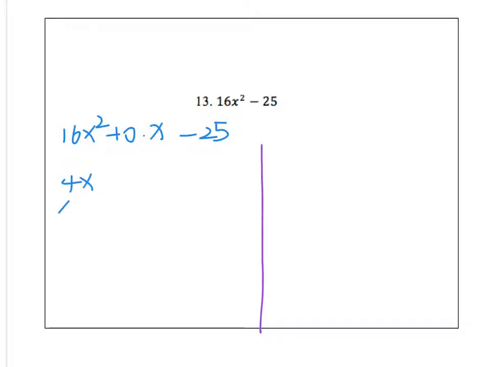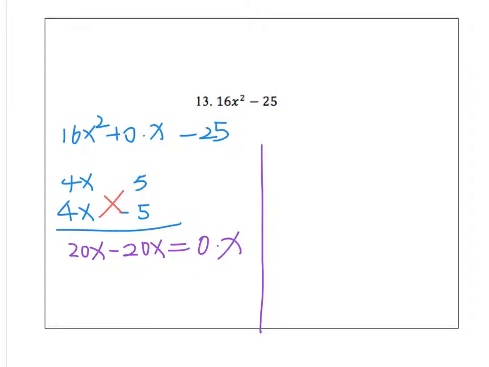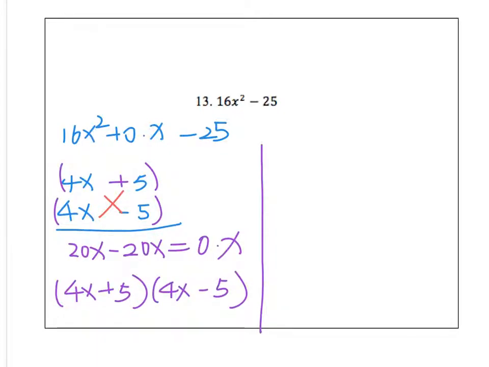I factor the first term, 4x times 4x gives me 16x squared, and I factor my last term, negative 25, so I'm going to do 5 times negative 5. That gives me negative 25. And if I cross multiply, I should have 4x times 5 is 20x, and then negative 5 times 4x is negative 20x, and guess what? I have 0x. It matches my middle term. My factors are right here in front of my eyes. Don't forget the positive sign in front of the first 5. It's 4x plus 5 times 4x minus 5.